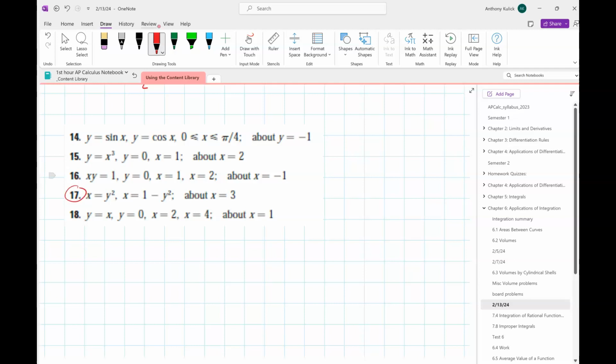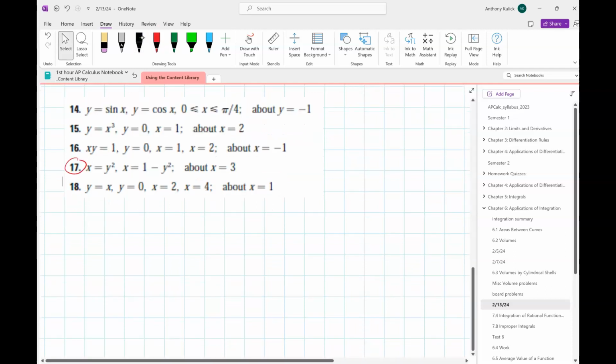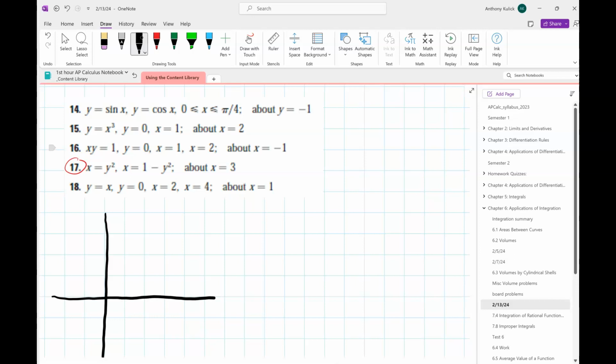All right. Isabel, we're looking at number 17, you said, right? Yes. Okay. So let's start first by sketching out our picture. So x equals y squared. What's that going to look like? It's a parabola, but it opens to the right instead of opening up. For when x equals 1, y could be 1 or negative 1. When x is equal to 4, y could be 2 or negative 2. It's kind of looking like that.